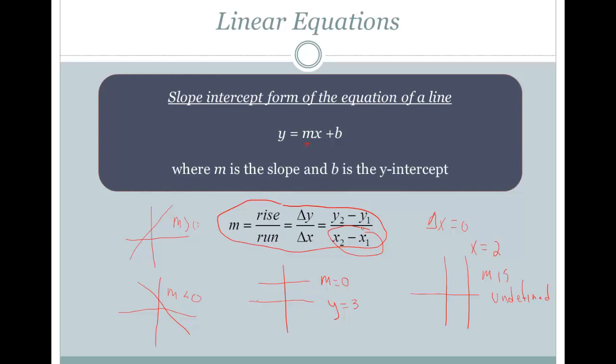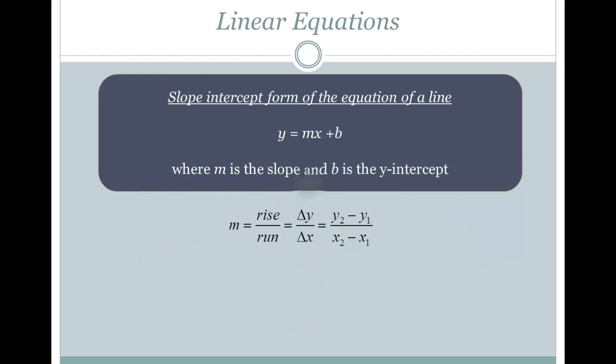So understand, looking at a line, you should have four basic cases. You have when the slope is greater than 0, less than 0, equal to 0, and for a vertical line, it is undefined. So that should just be a review there.